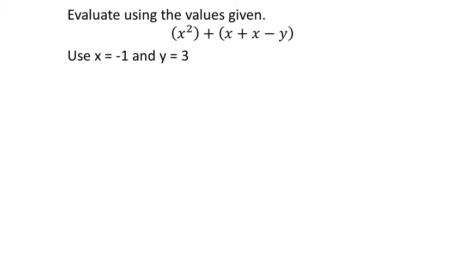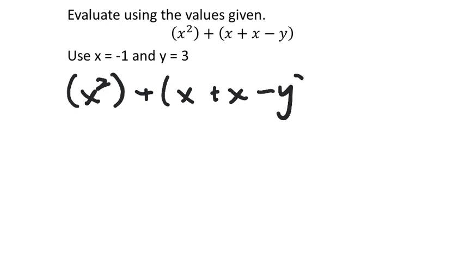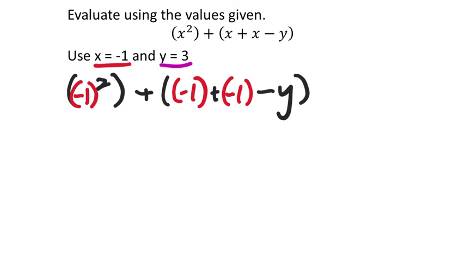Again, I'll just do this one just like we did before. I'll rewrite it, x to the power of 2 plus parentheses x plus x minus y. And then I'm going to replace all the letters with the numbers they give us. So x is -1. So replace 1, 2, 3 different x's there with -1. And then the corresponding y value here is 3. So I replace the y value with 3.